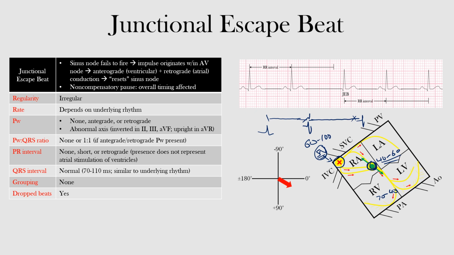Now, one instance in which we can see these junctional escape beats is during sleep, especially in children. So why would that be the case? Well, think about it. If the rate of the impulses arising from the sinus node slows so much during sleep, the AV node may take it as if the sinus node isn't working properly. So it steps up and serves as a backup mechanism by firing an impulse. It then gives the sinus node a chance to fire again. If it receives an impulse from the sinus node, sinus rhythm will continue. If not, the AV node will fire again in its place. So just think of the AV node as that safety net for the sinus node.